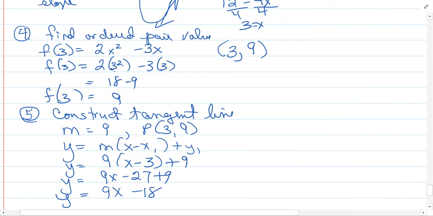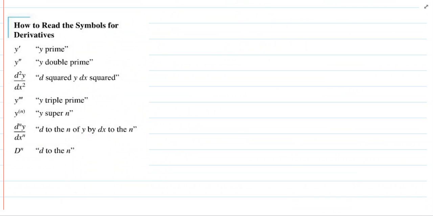All right. So we learned a lot in this lesson. And to finish it, this right here is all the ways of reading the symbols. This is read y prime, y double prime, d squared y over dx squared. And so this one is y triple prime. This one's superscript n, and this one, I think you see those in engineering. I've never seen them in this fashion, but I think you see them in engineering.